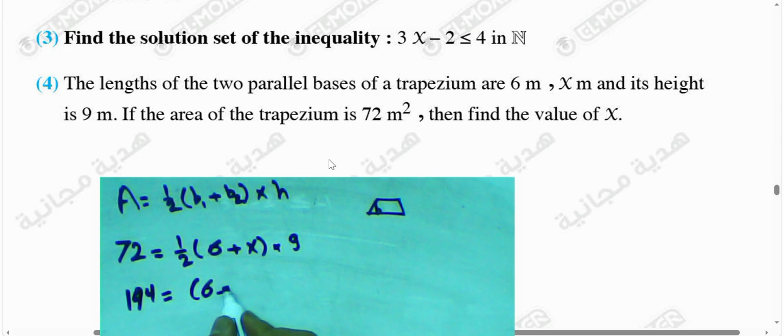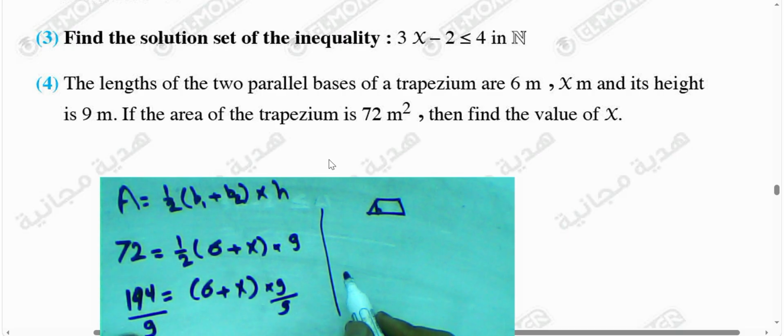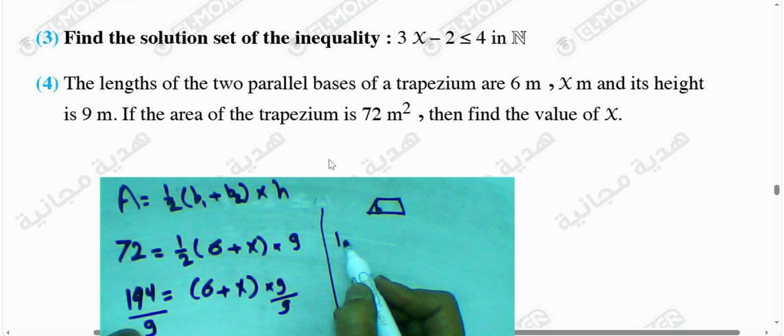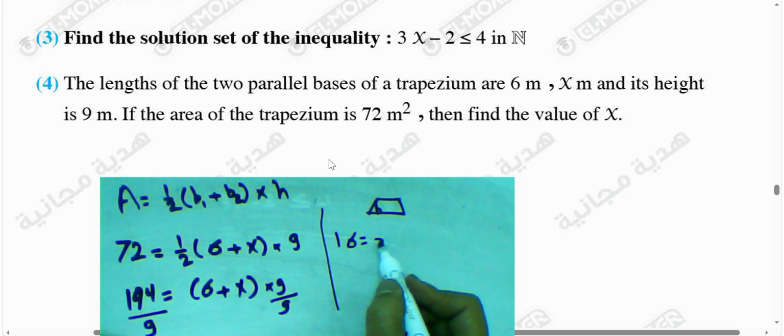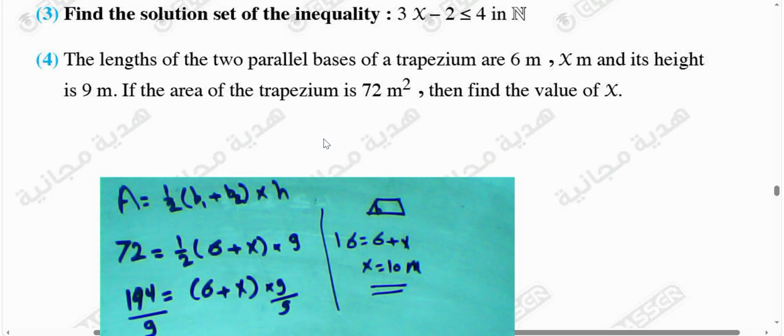144 equals 6 plus x times 9. Then you must divide by 9 to cancel the coefficient. Then 144 divided by 9. 14 divided by 9 equals 1 with remainder 5. 54 divided by 9 equals 6. So 16 equals 6 plus x, then the value of x will be 10. The side length here equals 10, so the value of x equals 10. Okay? Understood? Next question.